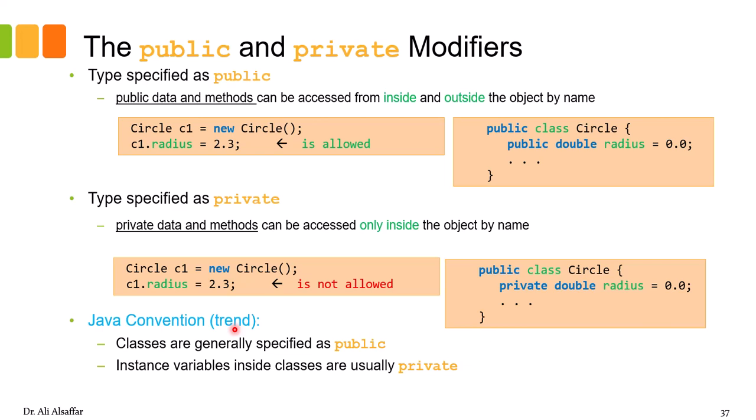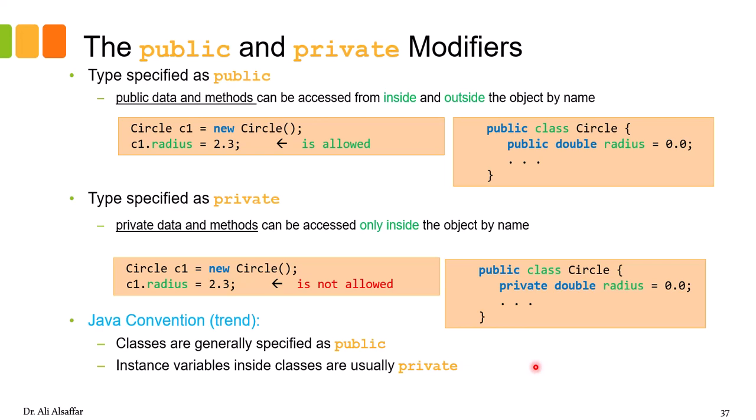Trend, it means tawajjuh. So for Java conventions, programmers always define classes public, and they always define variables inside the classes private. When you define data private, and sometimes as part of the class design you need to show the outside world the value of the data inside or how to change it, then you need two methods. Again, if you don't want this data to be seen outside, just leave it private, that's it.